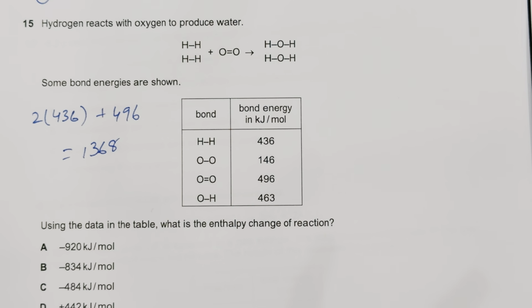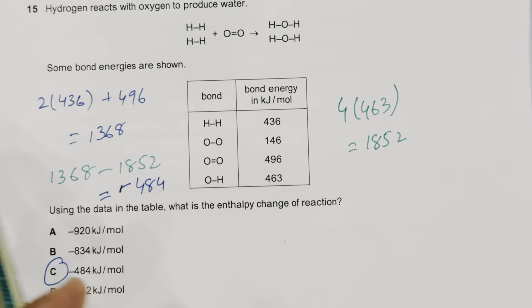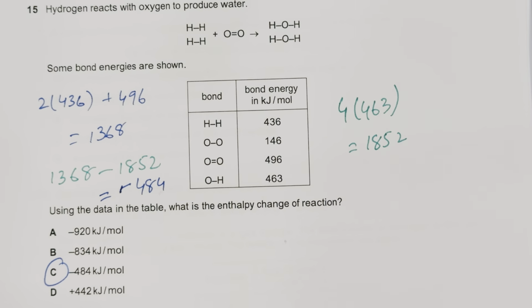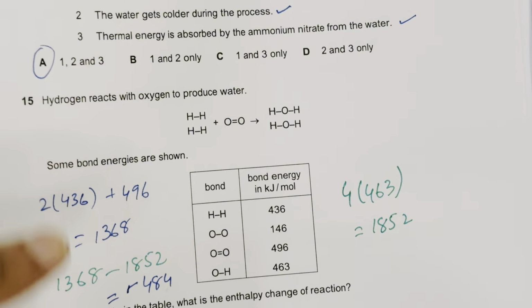First you calculate the reactants energy, then the products energy, then you subtract to get the value of delta H. It would be minus 484 kilojoule per mole. Moving to question number 16.